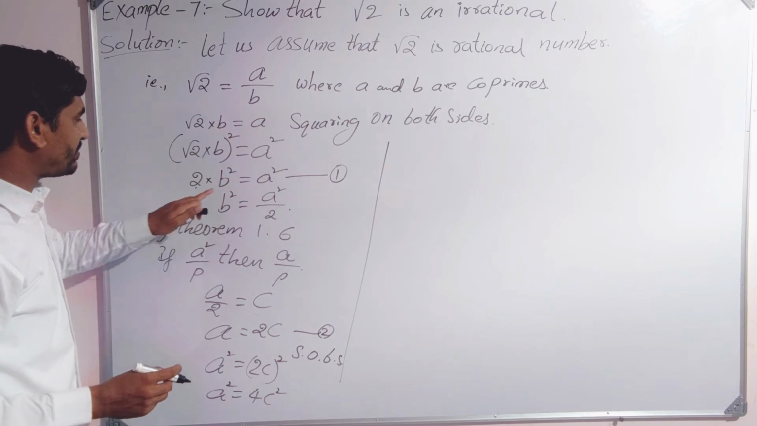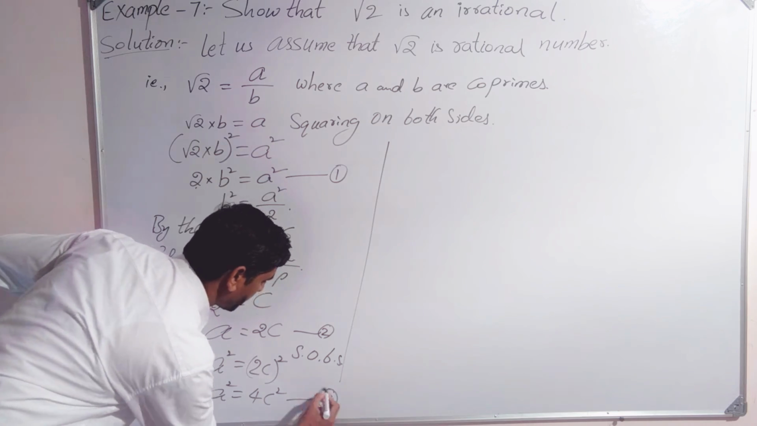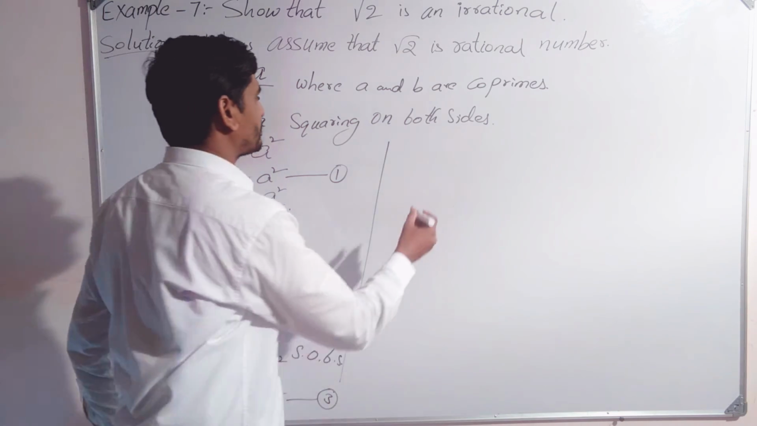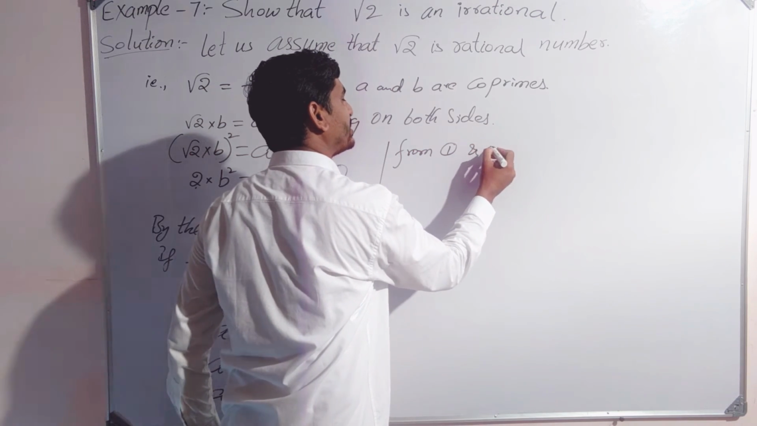Now observe that a square, from equations 1 and 3, this is taken as equation 3.